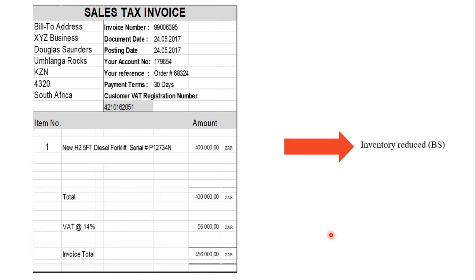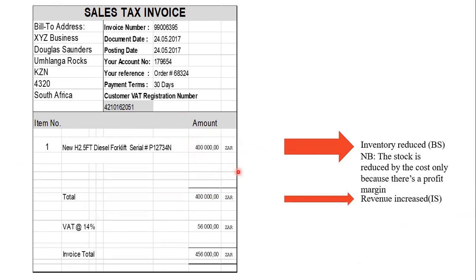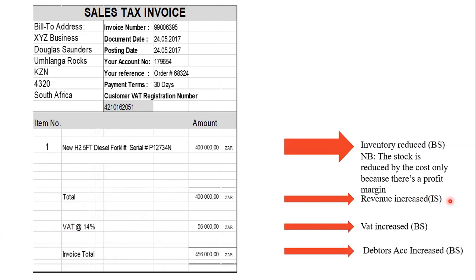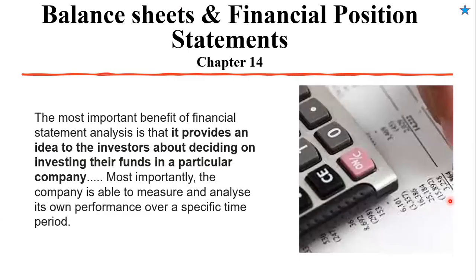So what else happens in the background when the inventory moves out? It reduces the balance sheet with the inventory amount, but the stock is reduced by the cost only, because there's a profit margin built in here, because you're not going to sell the item for what you bought it at. Then your revenue is increased. That's the only line that goes to the income statement. The VAT is then increased, and that goes to your balance sheet. And the debtors account is increased also on the balance sheet.